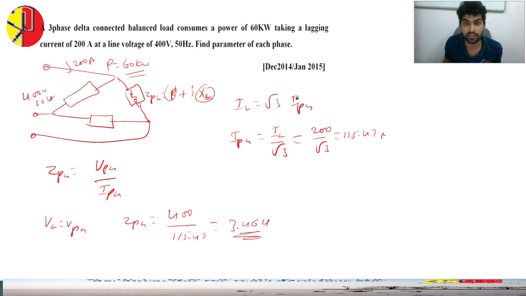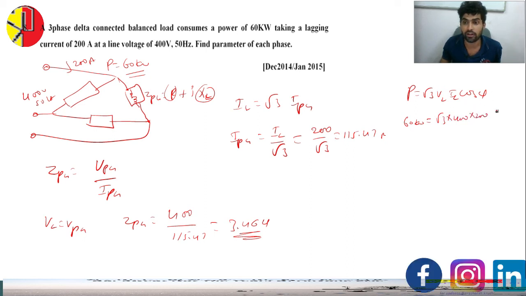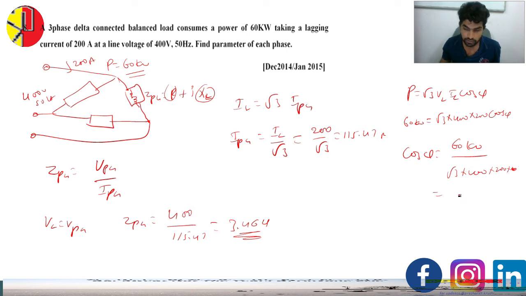So how to calculate the phase angle over here? Power is equal to what? Root 3 VL IL cos phi. Power is given as 60 kilowatts. So root 3 into VL, which is 400, IL is 200. Cos phi we need to calculate, right? So cos phi is equal to 60 kilowatts divided by root 3 into 400 into 200, which is 0.433, and phi is equal to 64.341. This is the phase angle, okay?